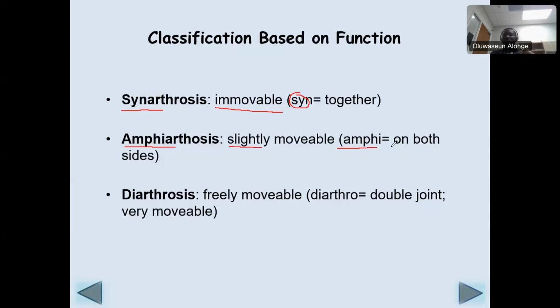So sort of like if you're looking at the clavicle, it's making a joint with the sternum and also with the acromion of the scapula. So those bones are joined on both sides, so even if they can move, they can't move beyond their joints. Their movement is limited. The third one is the diarthrosis. They are usually very freely movable joints. So the acronym for classification based on function is SAD: synarthrosis, amphiarthrosis, and diarthrosis.